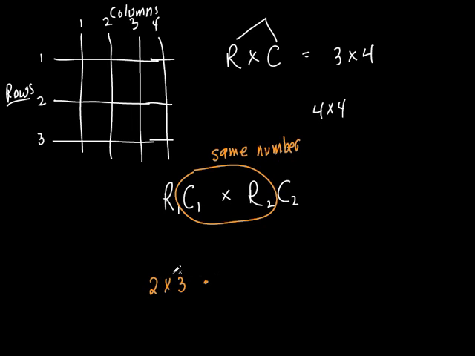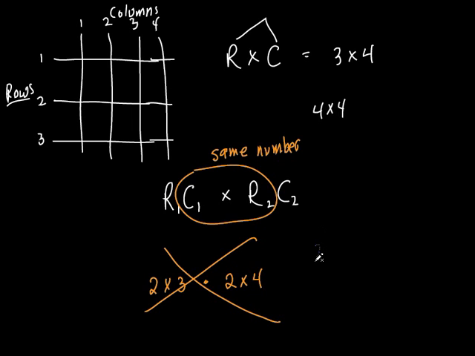I'll put a dot for multiply since we already used X here. If I have a 2 by 3 matrix, can I multiply it by a 2 by 4 matrix? Can I multiply those together? No. Why not? Because the 3 and the 2 are different. So you cannot multiply those together. Alright? So you can't just take any 2 matrices and multiply them together.